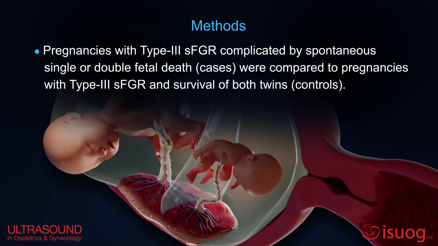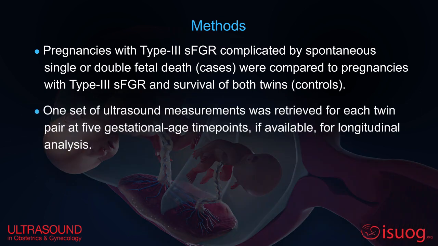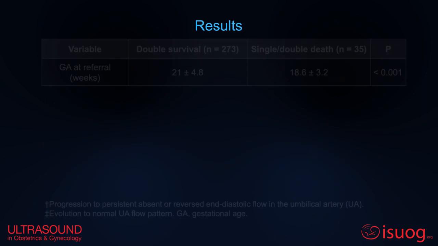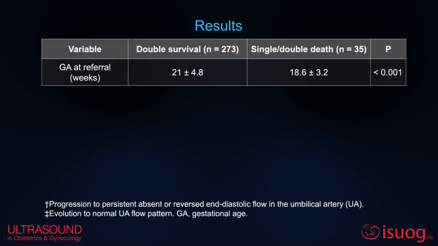One set of ultrasound measurements was retrieved for each twin pair at 5 gestational age time points, if available. At each time point, the investigators assessed fetal weight, Doppler, amniotic fluid, and development of TTTS. Compared to pregnancies with double survival, pregnancies complicated by fetal death were referred to expert fetal centers early in pregnancy.